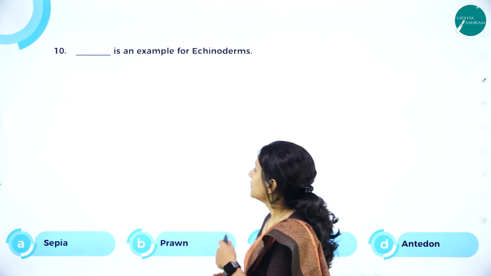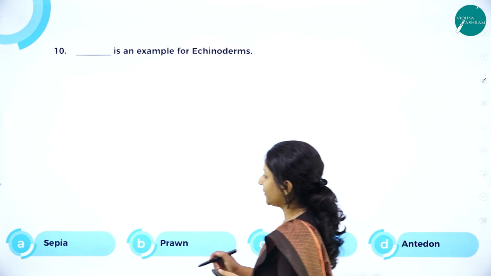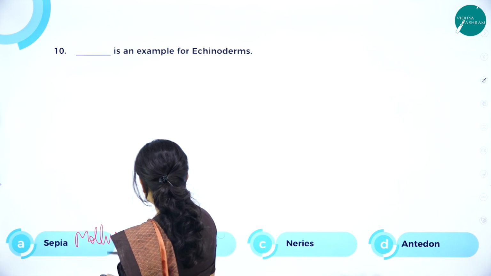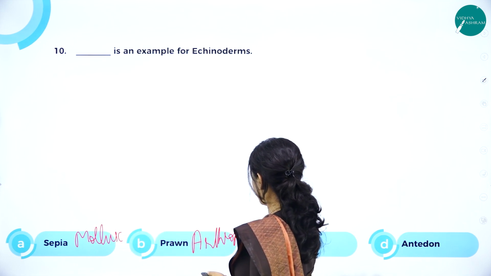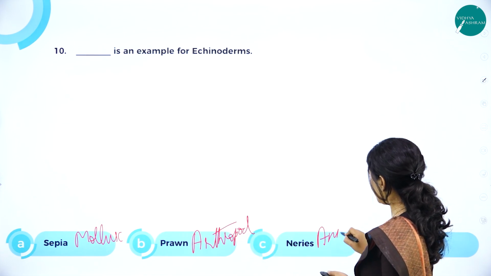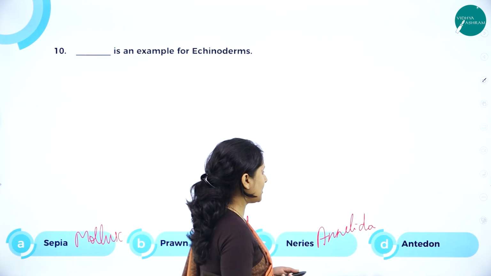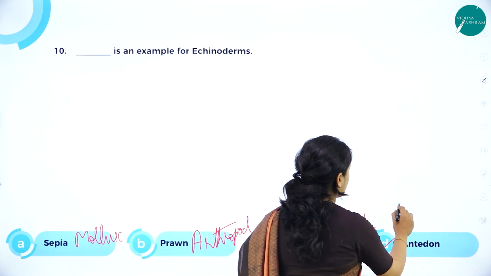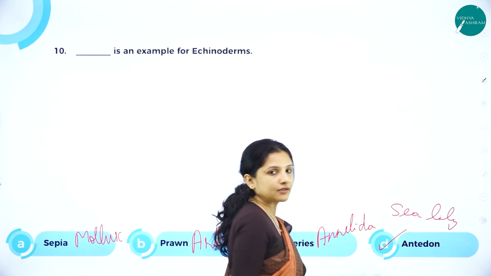Next question. Dash is an example for echinoderms. Is it Sepia? Sepia is an example for mollusca. Prawn is an example for phylum Arthropoda. Nereis is an example for phylum Annelida. Antedon is actually an example for echinoderms. So, Antedon is the right answer here. Antedon is nothing but sea lily. So, this is the right answer.